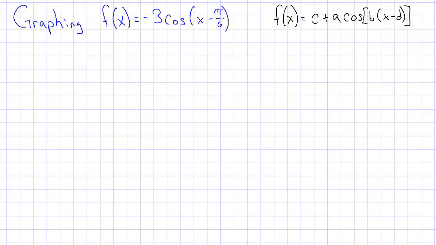Welcome. So we're going to talk about how to graph a cosine function now. So we have here, this is what we're aiming for: f of x equals -3 cosine of the quantity x minus pi over 6. And we have this standard form I've written here in the upper right: f of x equals c plus a cosine of b times the quantity x minus d.